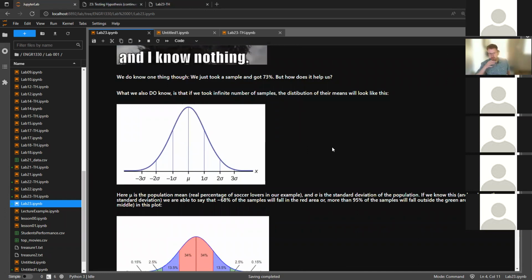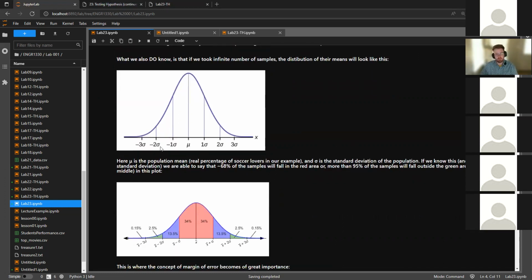Well, let's start out with what we do know. We just took a sample and we got 70.73. We also know that the normal distribution behaves like this. It is symmetrical on both sides. We have the mean in the middle. And if we go out a standard deviation in either direction from the middle, we get some regions. You can recall back to some quartiles. This is kind of like that.